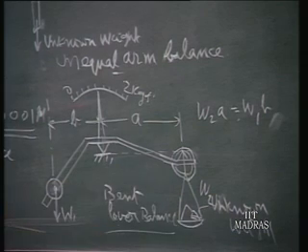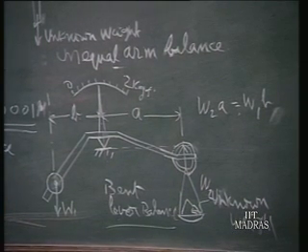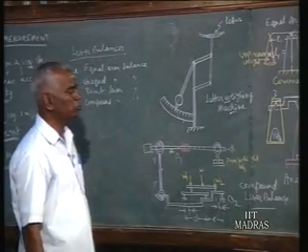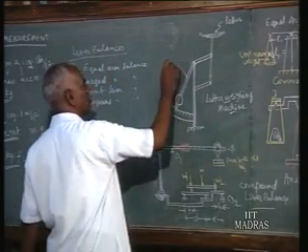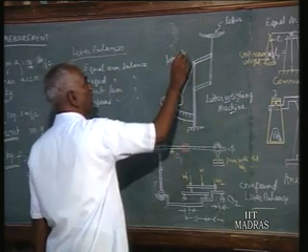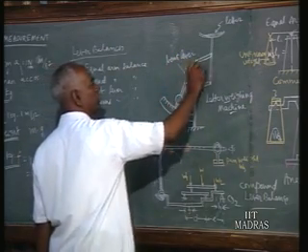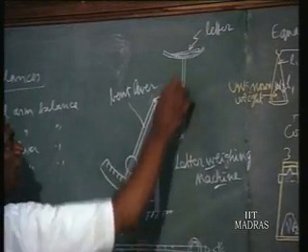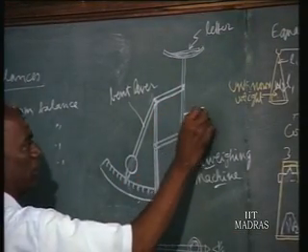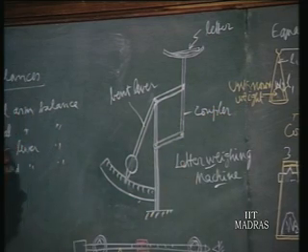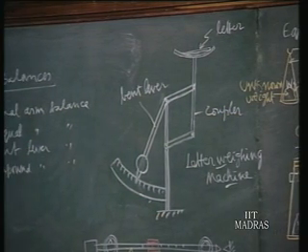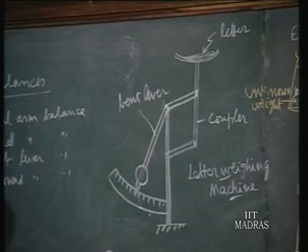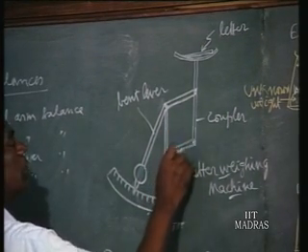A modified version of this bent lever is the letter weighing machine. Still in some of the post offices this letter weighing machine is used. This is your bent lever, up to here it is the bent lever. Loading is done through another linkage. This is the coupler, that is called the input link, and these are the guiding links.